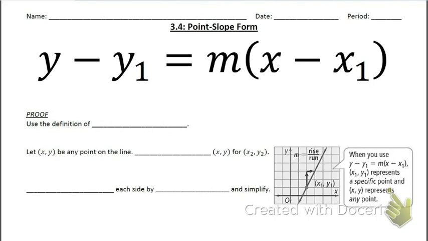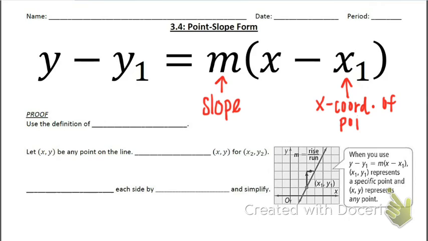Point-slope form is y minus, we call this y1 or y sub 1, equals m times x minus x1. So let's fill in what we know. M stands for what, guys? Slope, so label it. And then y1 and x1 are the y and x coordinates of a point. So x1 is the x coordinate of a point, of a given point. And y1 is the y coordinate.